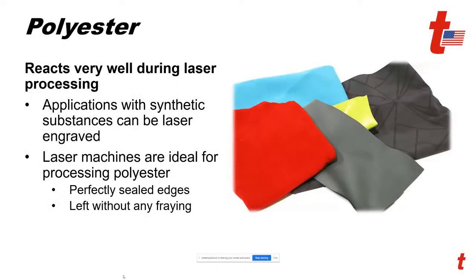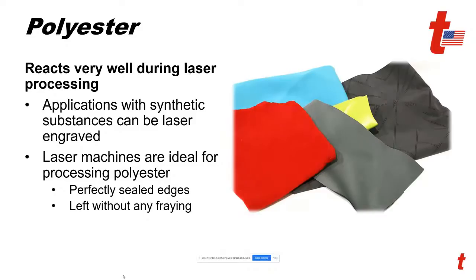Polyester reacts really well to laser processing. Applications with synthetic substances can be laser engraved. However, you've got to be really careful when laser engraving polyester, because it is a polymer. It's a plastic. And so if you hit it with too much laser power, when you go to stretch it, that engraved area is going to crack and it's going to break, and things are not going to work as well.